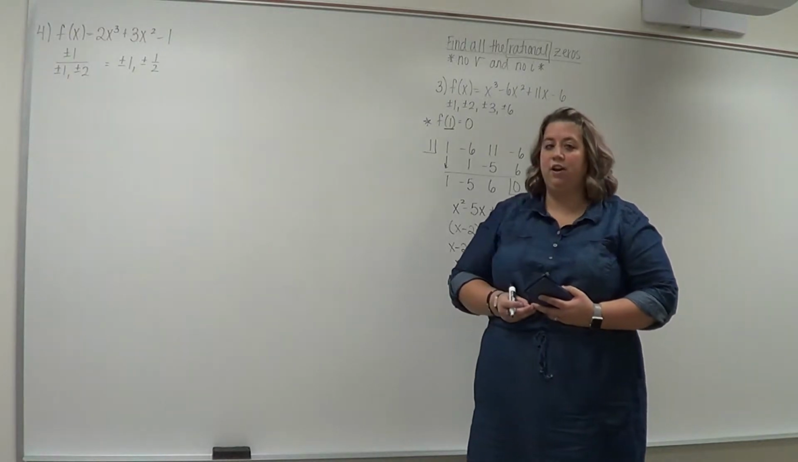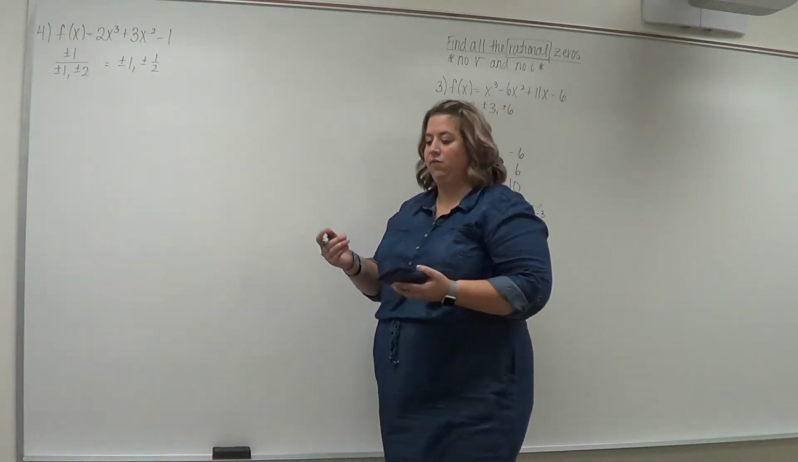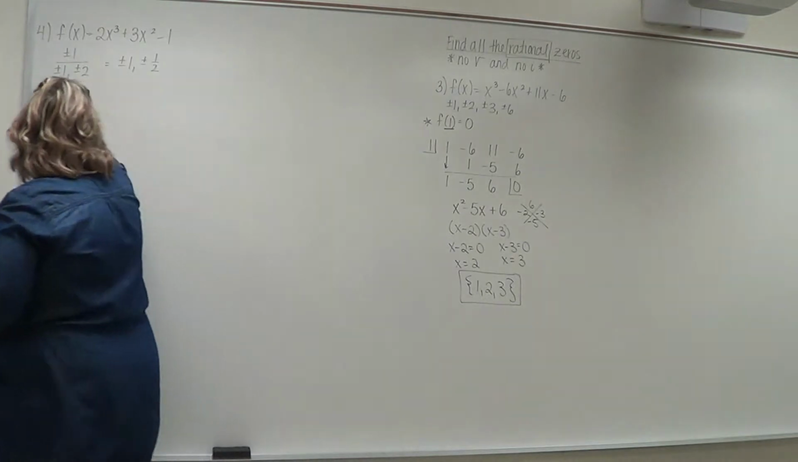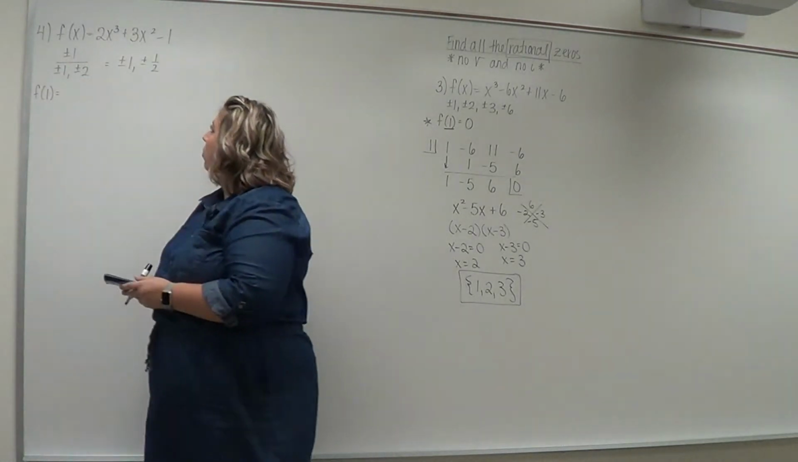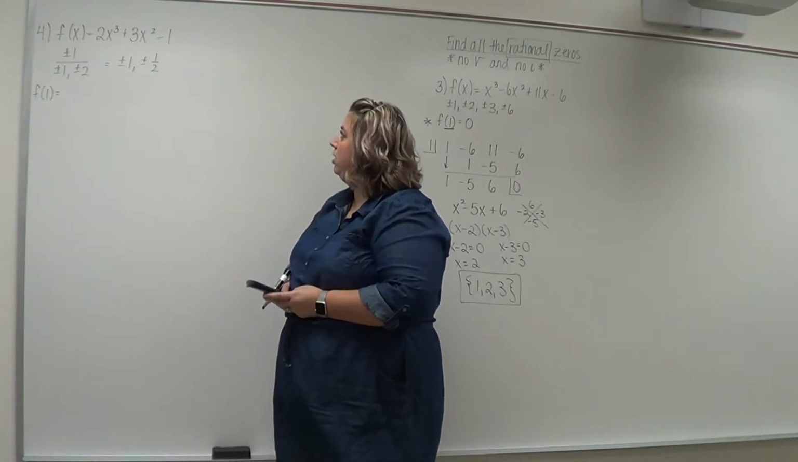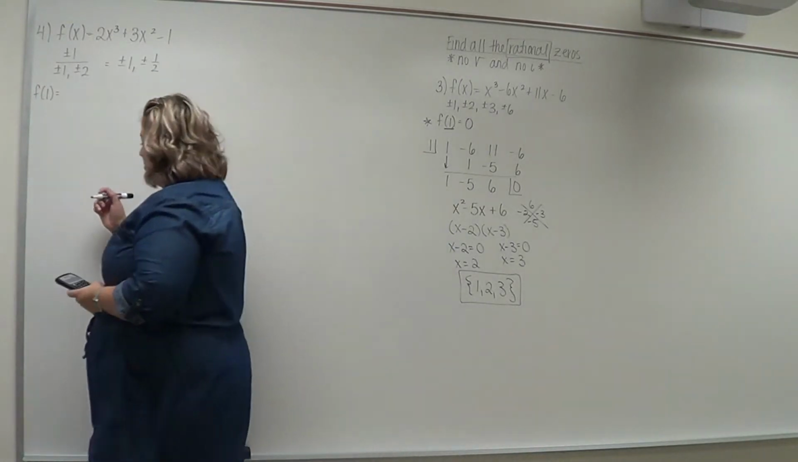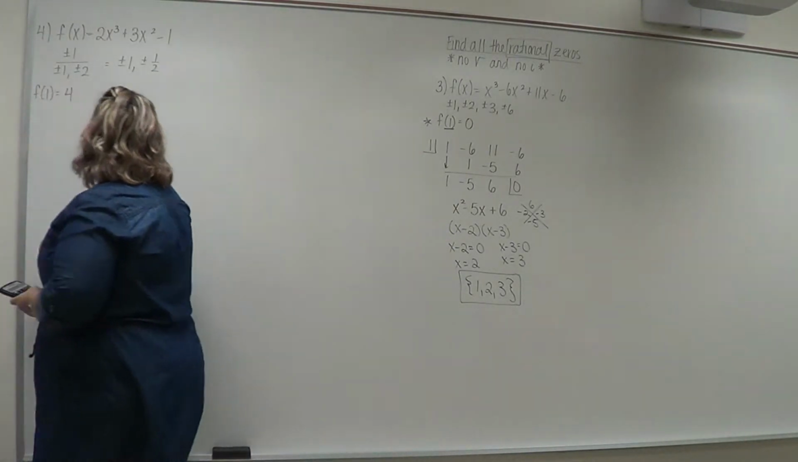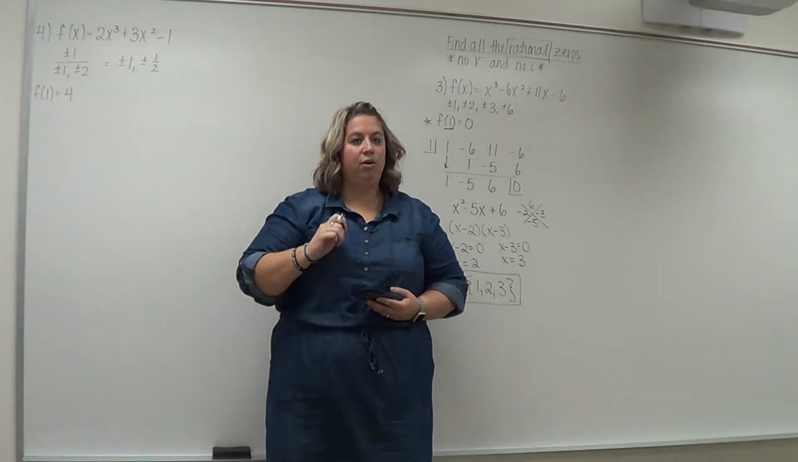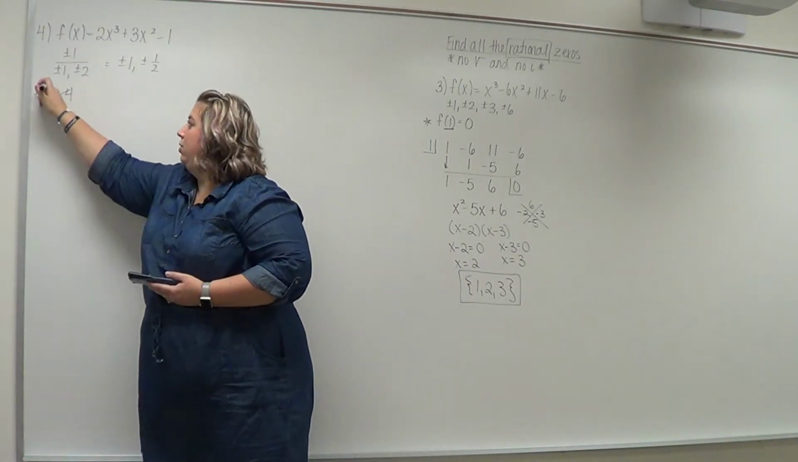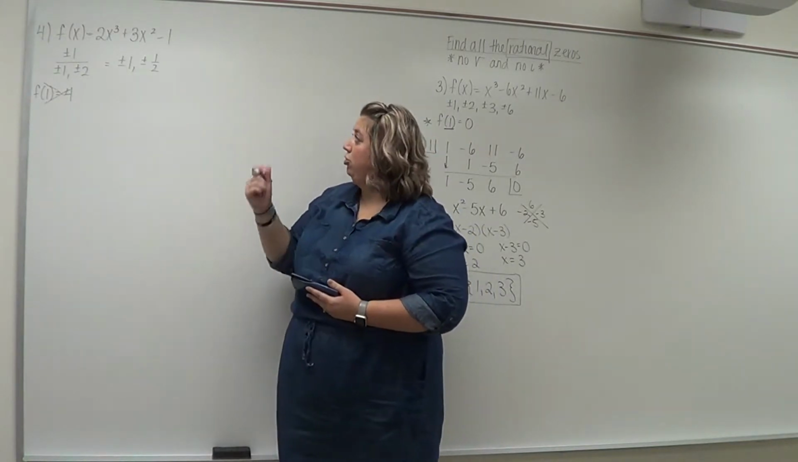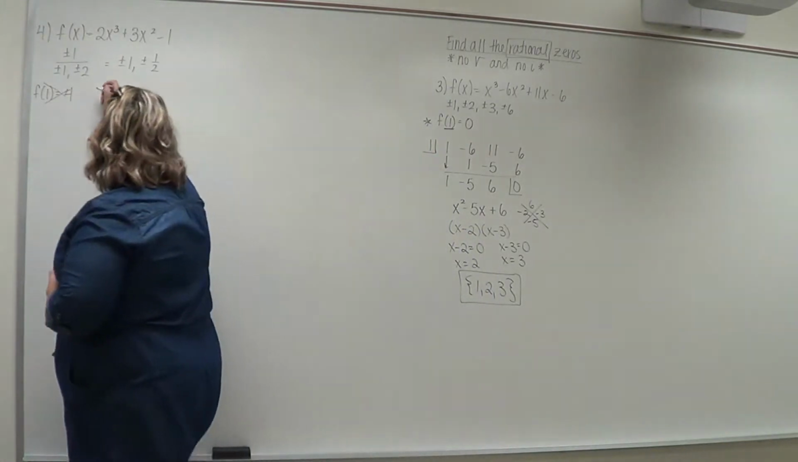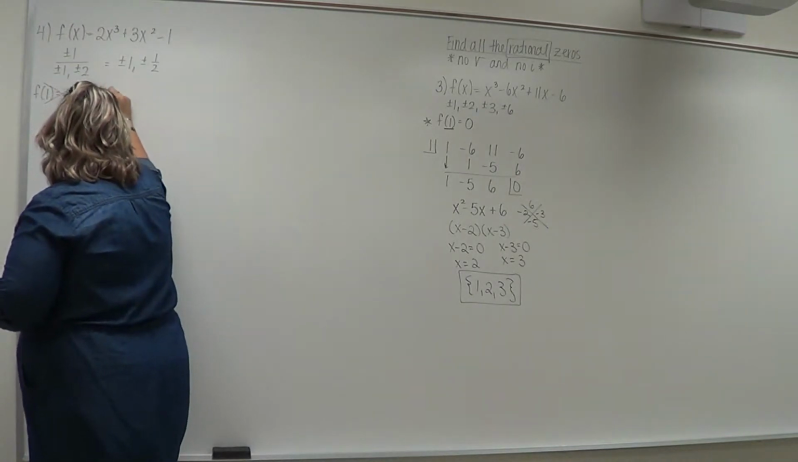Okay, so after you find your possibilities, plug something in, see if it works. So I always just go in order. So I try 1. If I plug 1 in for the x's, I would have 2 plus 3 minus 1, which is 4. That's not 0. So this is not one of your answers. So then you can either go try a half, or I would try the negative next.